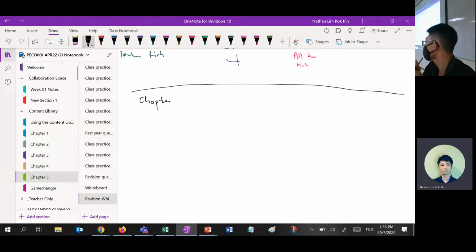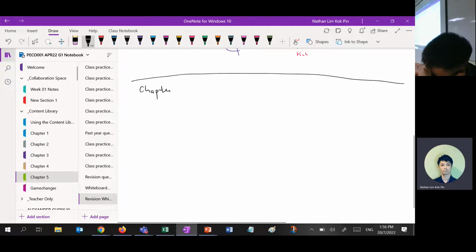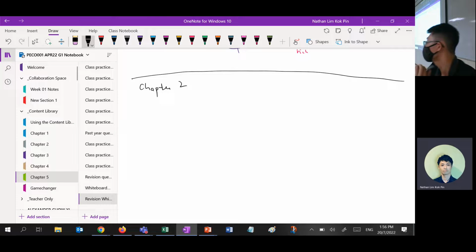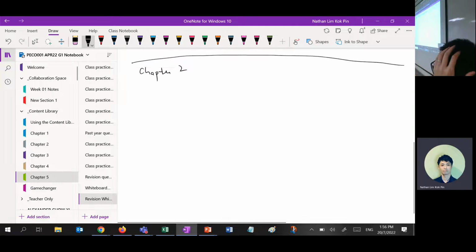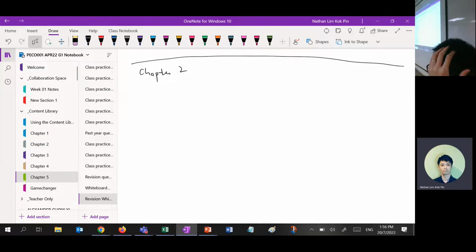Chapter 2 is also based on scarcity, right? But chapter 2 mainly focuses on the free market economy, which is the price mechanism. That's why you need to know about demand, supply, market equilibrium, right? We'll talk about that. Chapter 2, we start from demand.